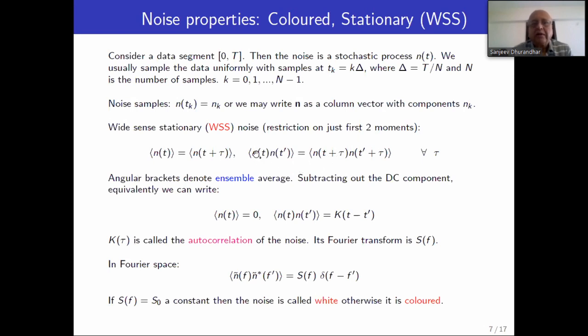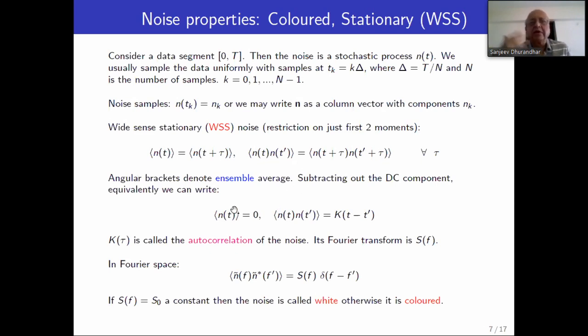And the variance is also the same. So this is the second moment. In this case, we will take the mean to be zero normally, like here. So in that case, this becomes the covariance. So you take the ensemble average of n(t) times n(t'), and this product also remains the same. So this is simply the second moment. So if you put these restrictions on the first two moments, this is called wide sense stationary. So you only require this kind of restriction.